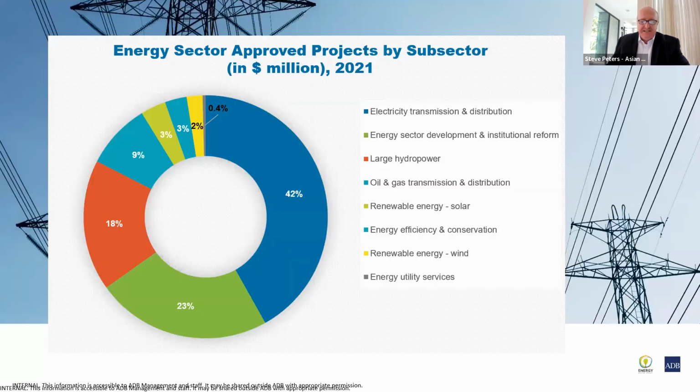So unsurprisingly, a large amount of our lending is in electricity transmission and distribution. There is sector development and institutional reform, and then large hydropower. Surprisingly, solar energy doesn't make up a large portion of our current lending. And the reason is because local banks are probably more adept at lending to that market space. So ADB is not needed in that space. Where ADB is needed is in energy efficiency and conservation and renewable energy, other forms of renewable energy.